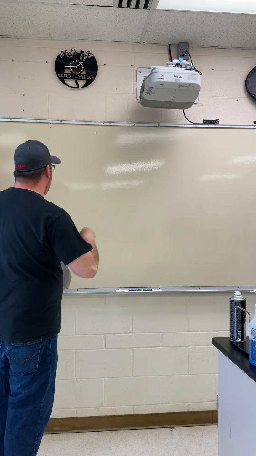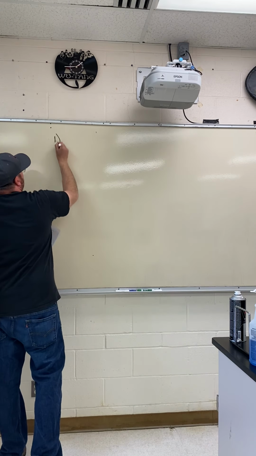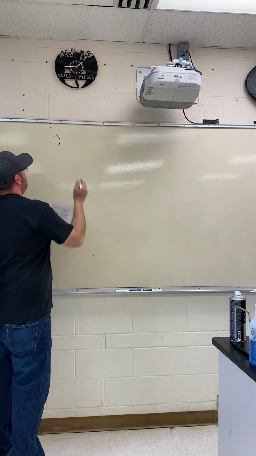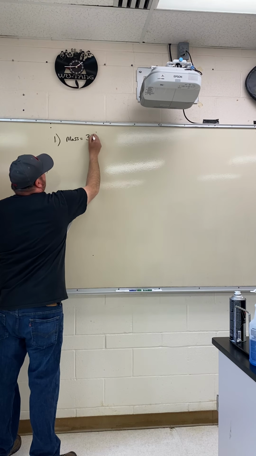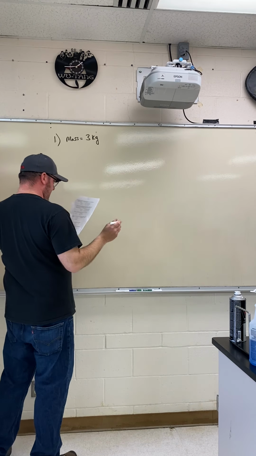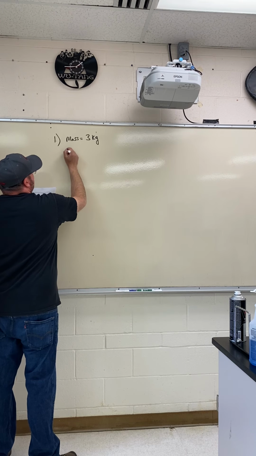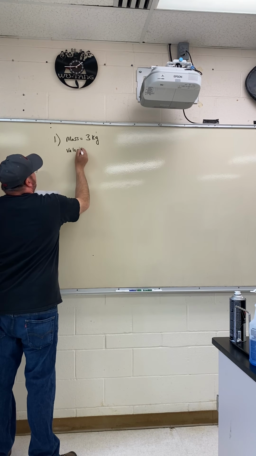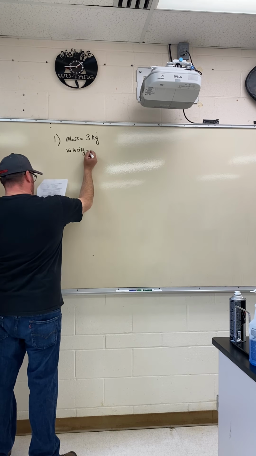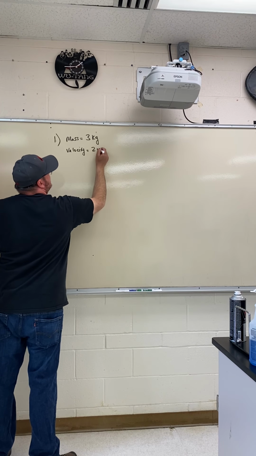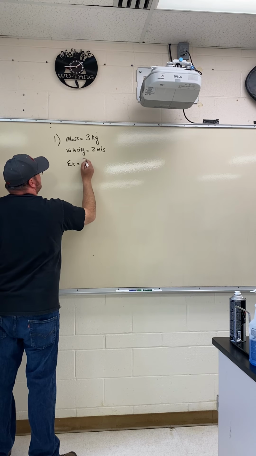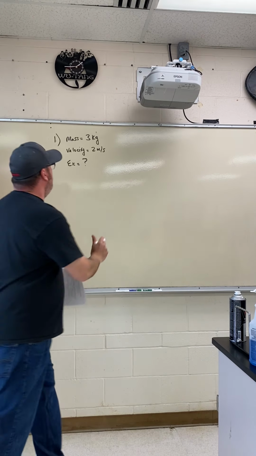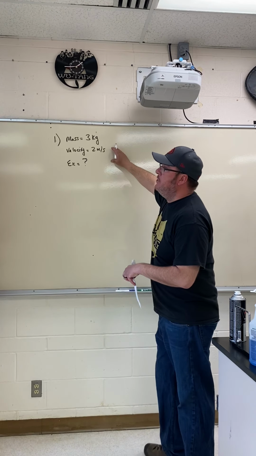So the first one I've got is I have a mass of 3 kilograms. So I've got a small bowling ball, let's say, and I'm rolling it down the alley at 2 meters per second. And I want to know its kinetic energy. Question mark. So my formula, remember, 1/2 mass times velocity squared.